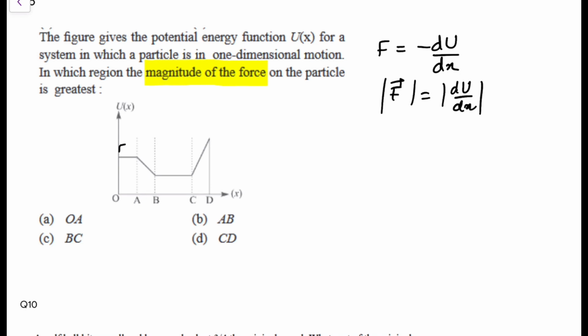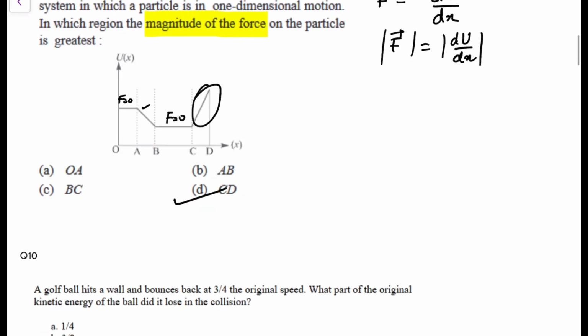So here the slope is 0, so here the force is 0. Here the slope is negative, so force will be positive. Here force will be negative, but the magnitude here definitely seems to be greater than at AB, because steepness is more. So go for option D, CD region.